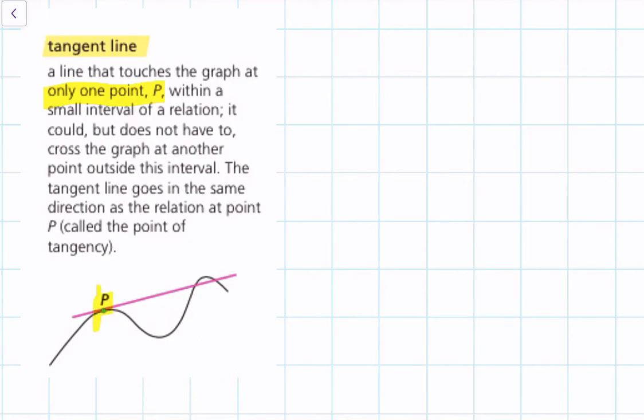And what they're saying is that this is where the line touches the graph, and it just could happen that it also crosses through other points of the graph. But all we care about right now is just the tangent line right there. So when it touches that point at the point of tangency.